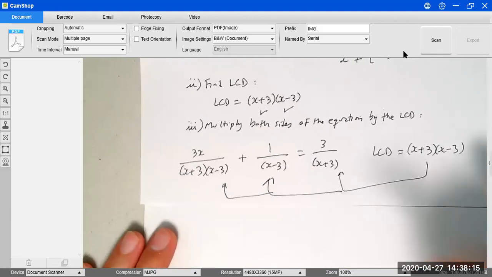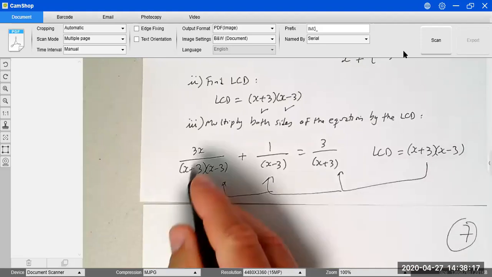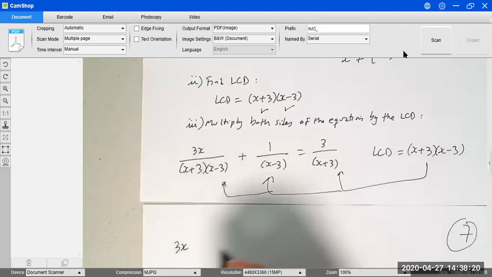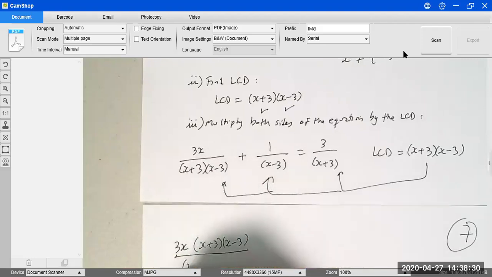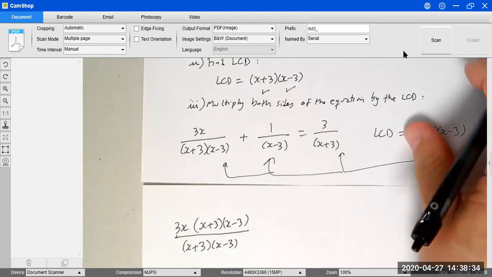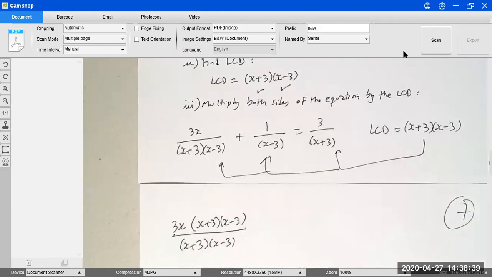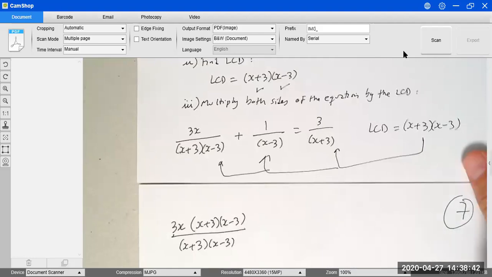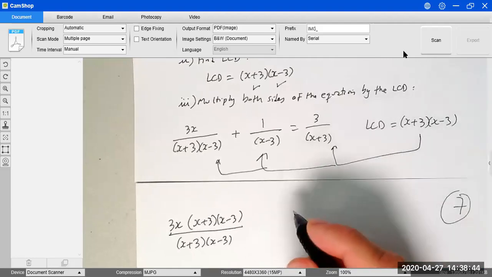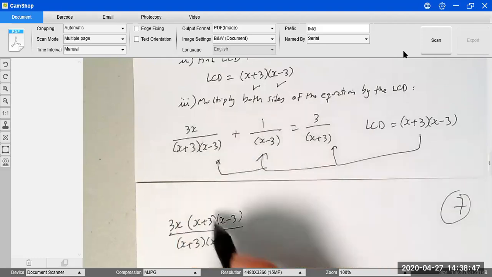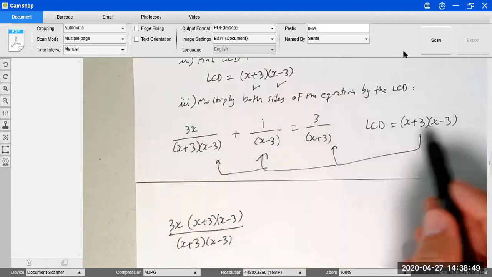So I have here 3x. Then I'm going to multiply by my least common denominator, x plus 3, x minus 3. And I have denominator x plus 3, x minus 3. So now you're going to see that having parentheses is very important, because you're going to be able to identify common factors, and also you're going to prevent making mistakes. So that's my first rational expression already multiplied by the least common denominator.